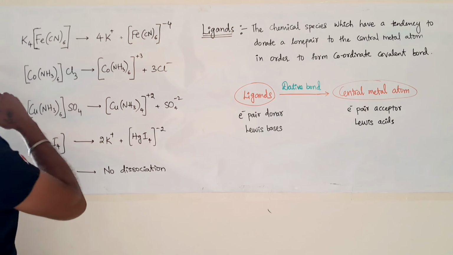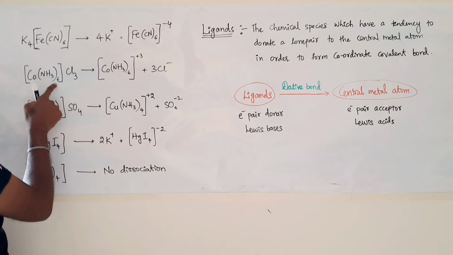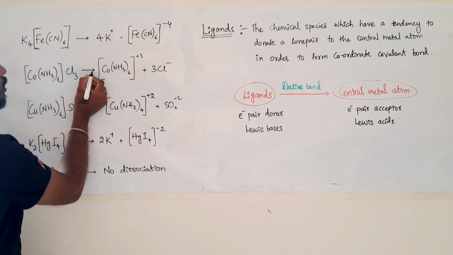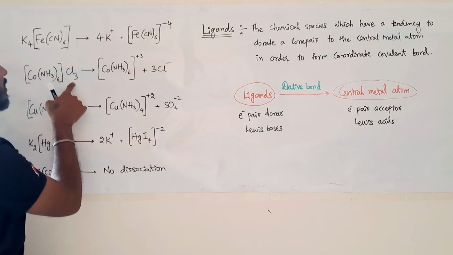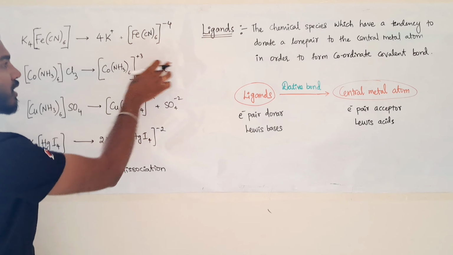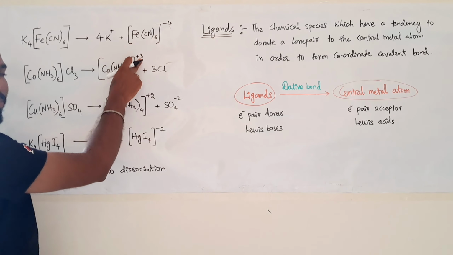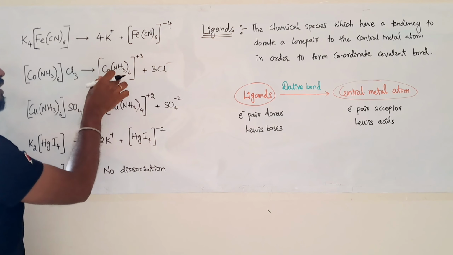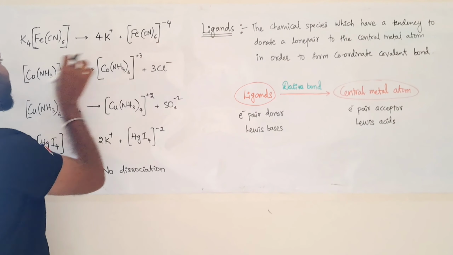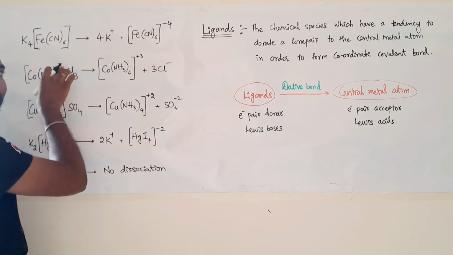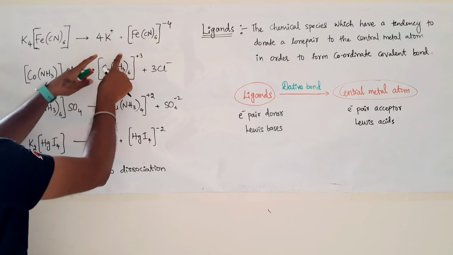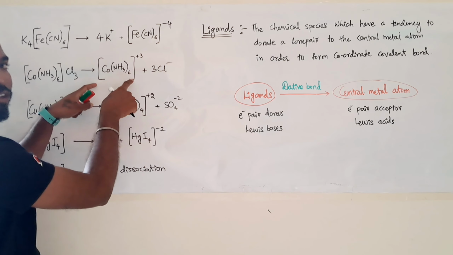Next, moving to this, I have taken [Co(NH3)6]Cl3. If we look at the dissociation, it is going to give us 3 Cl- ions. To balance these negative charges, the coordination sphere needs to have a +3 charge. Now since the coordination sphere has a positive charge, the complex is called a positive complex.